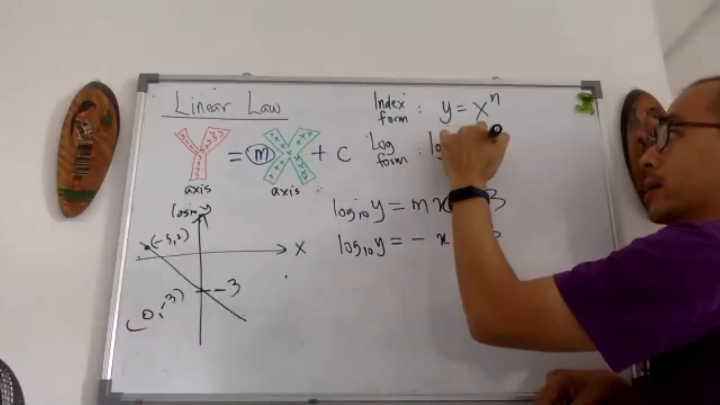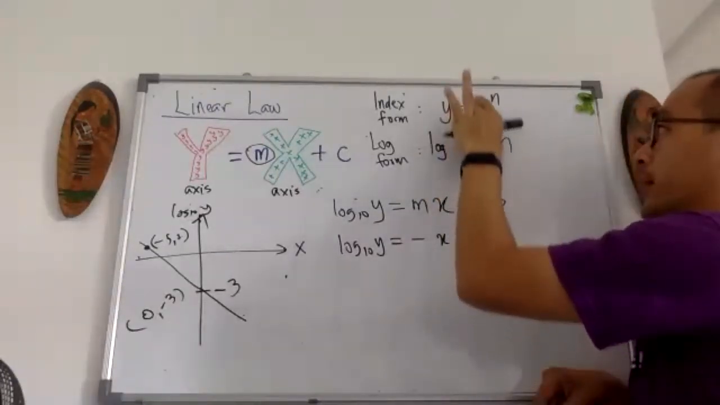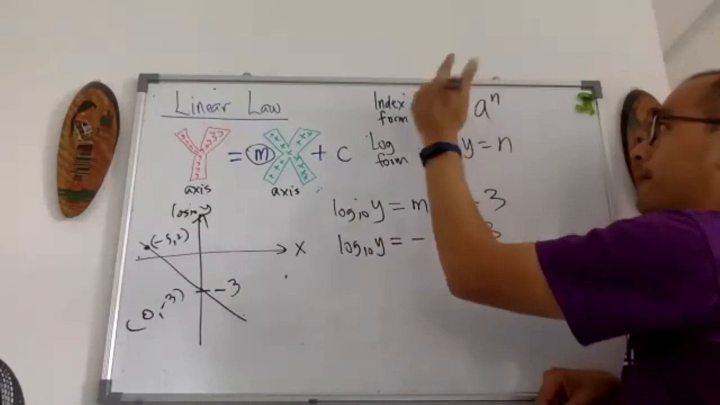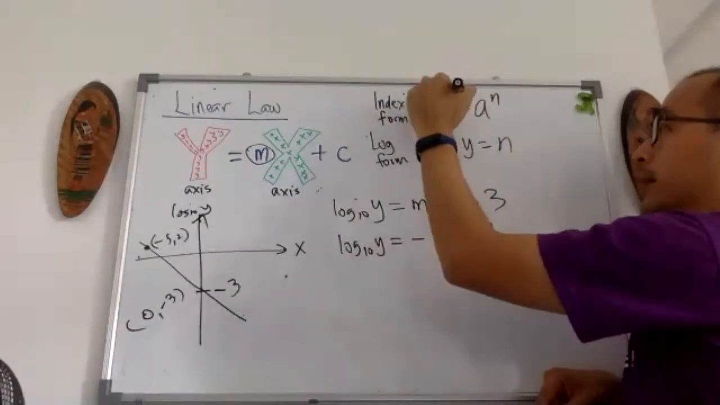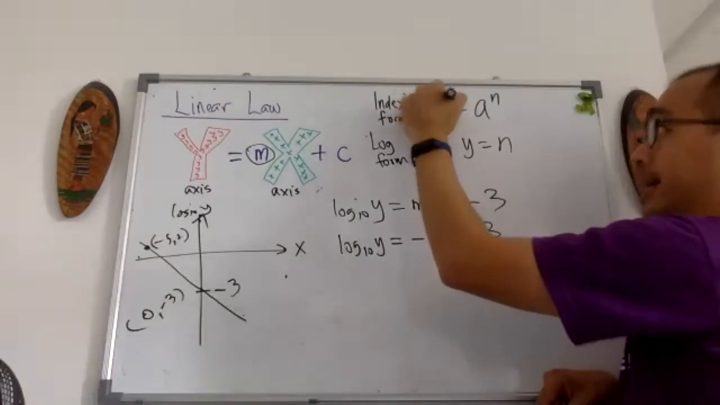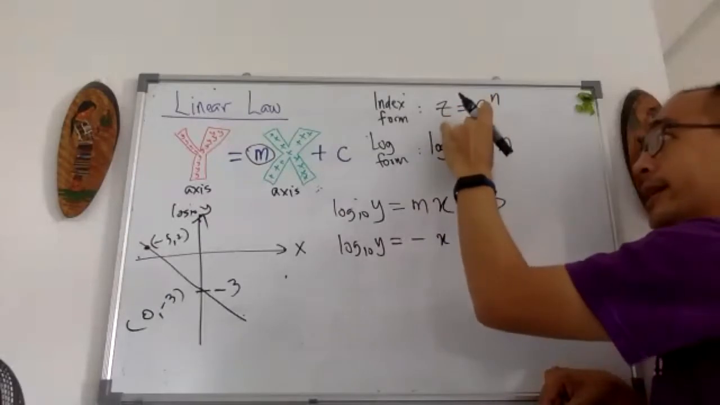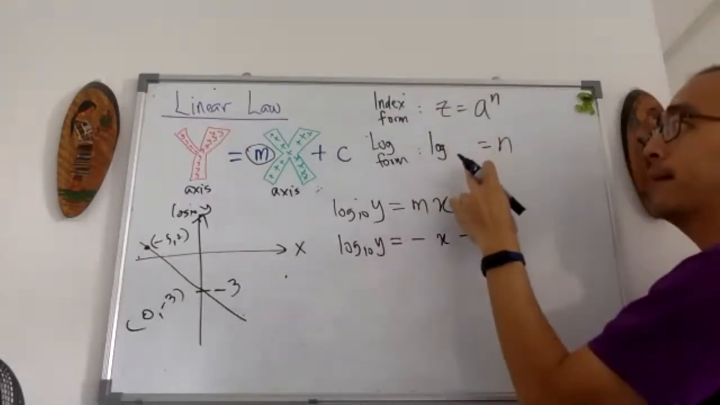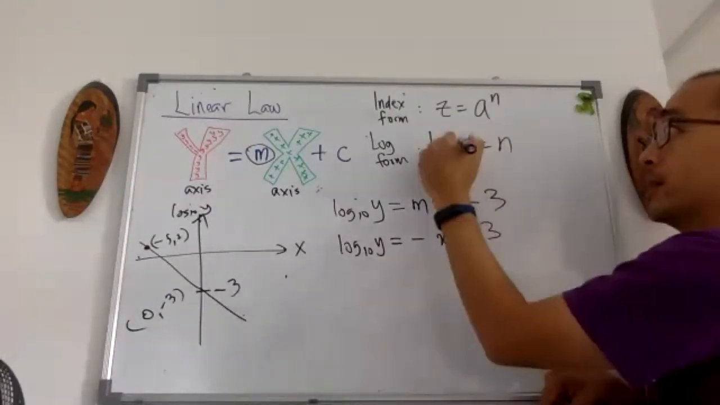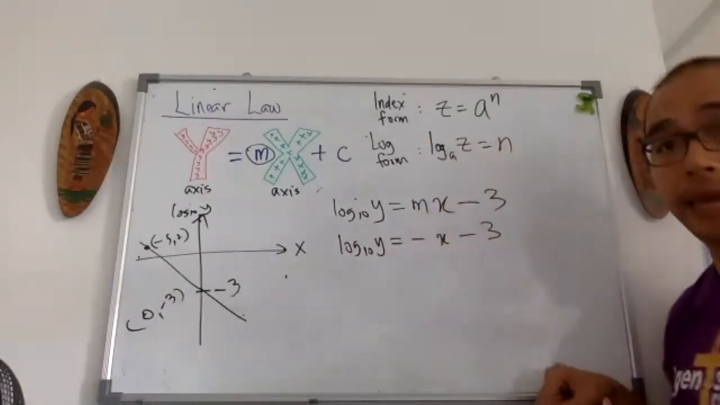Okay, y equals to. You know what? I'm going to change the letter because the x and the y is very confusing. I'm going to use this as a, and then I'm going to use this as z. So if this is index form, if I transform it to become log form, this will be log to the base of a z equals to n.